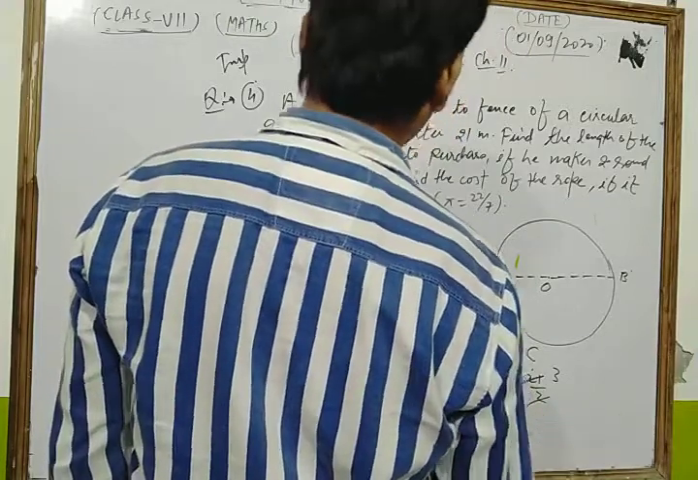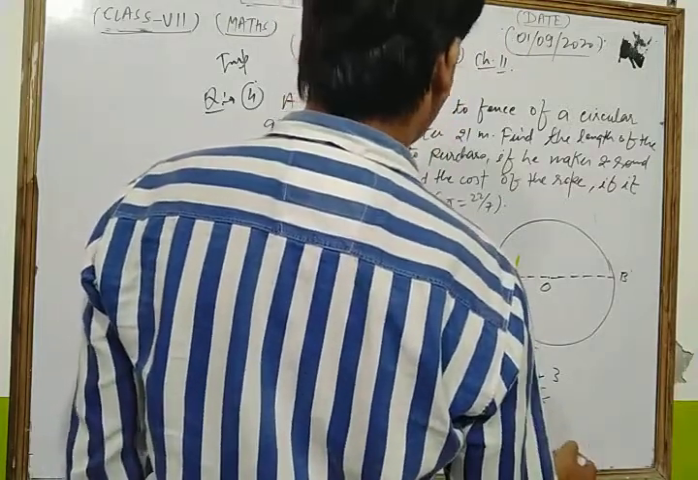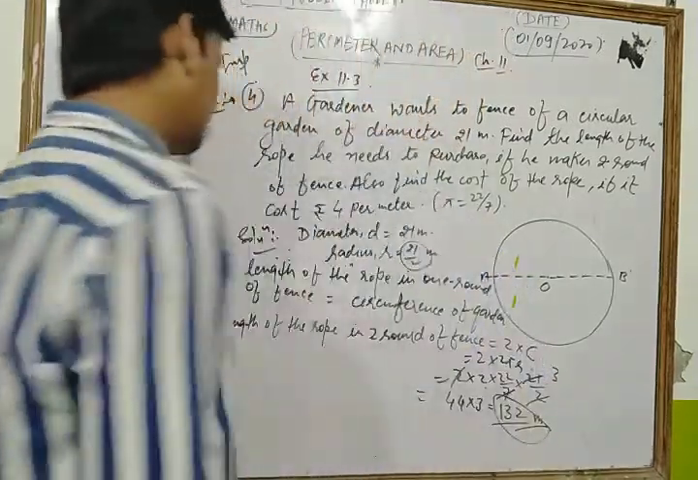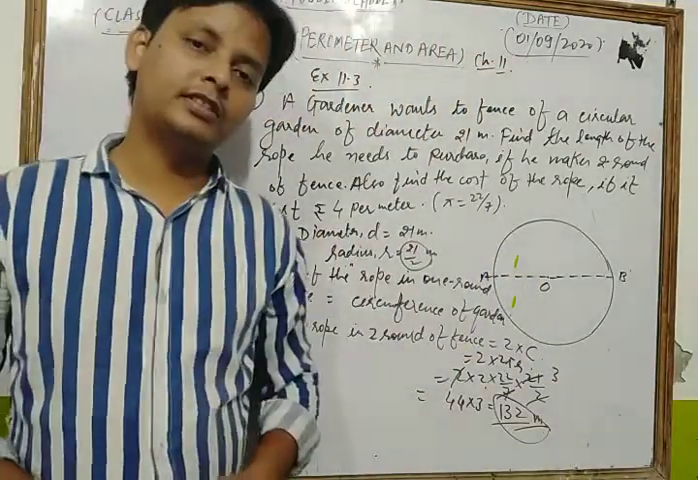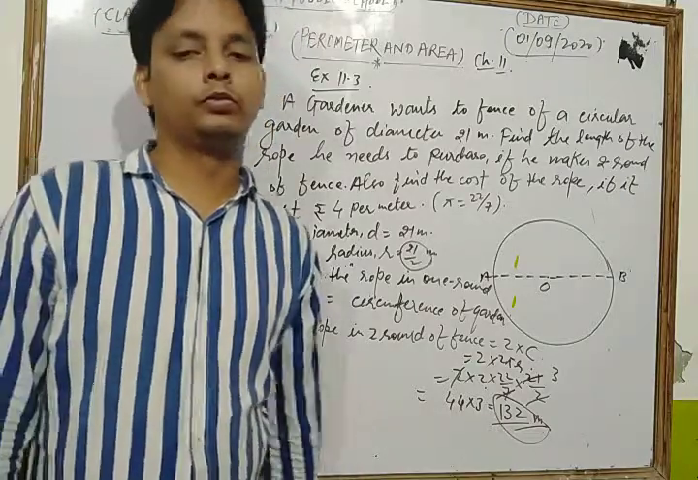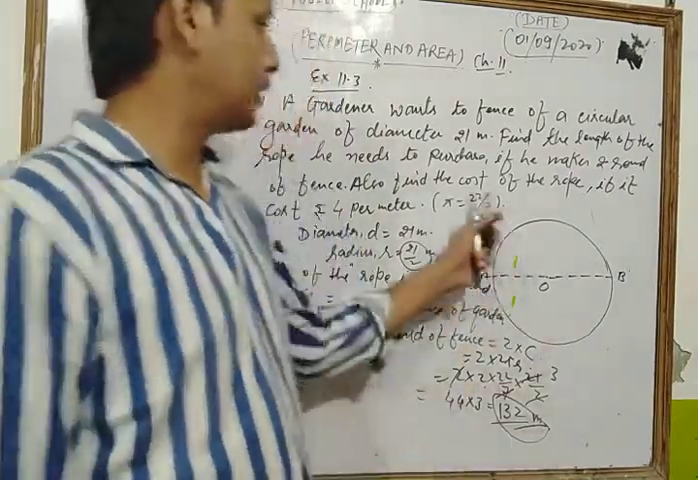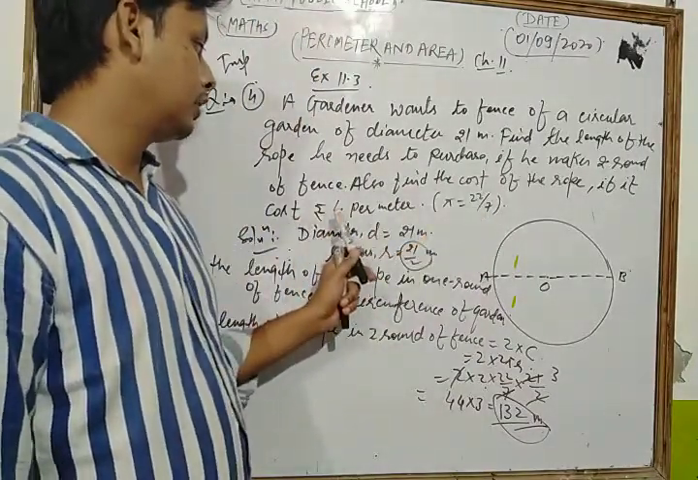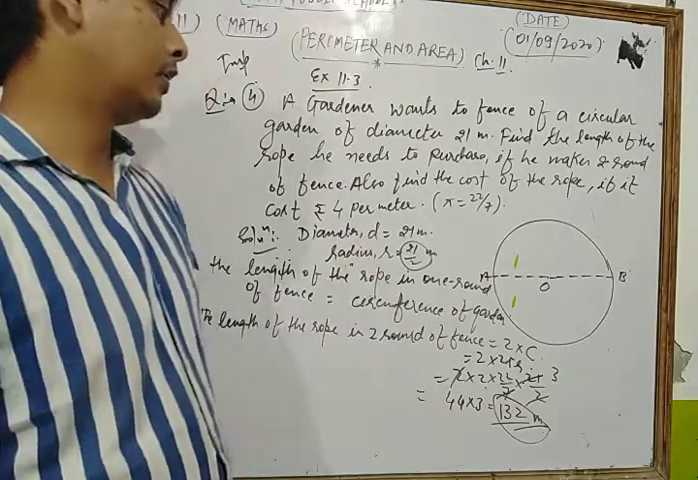132 meter. Dear student, so we can say that the length of the rope in 2 rounds of fence needed is 132 meter. Now one question is also here: also find the cost of the rope if the cost is rupees 4 per meter.